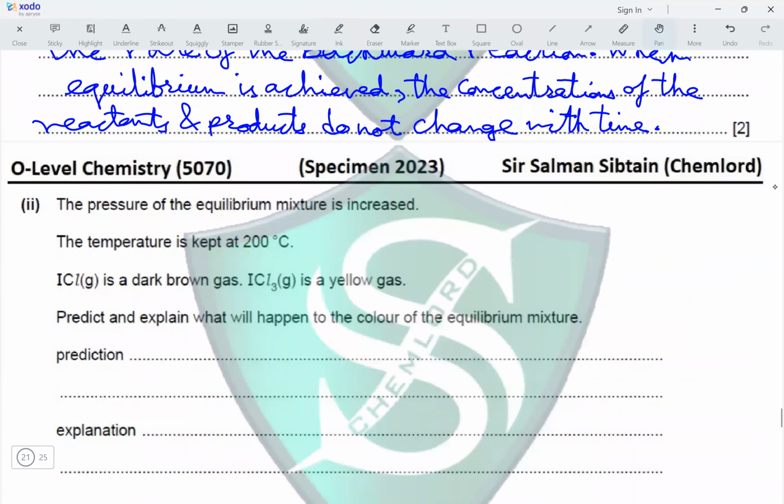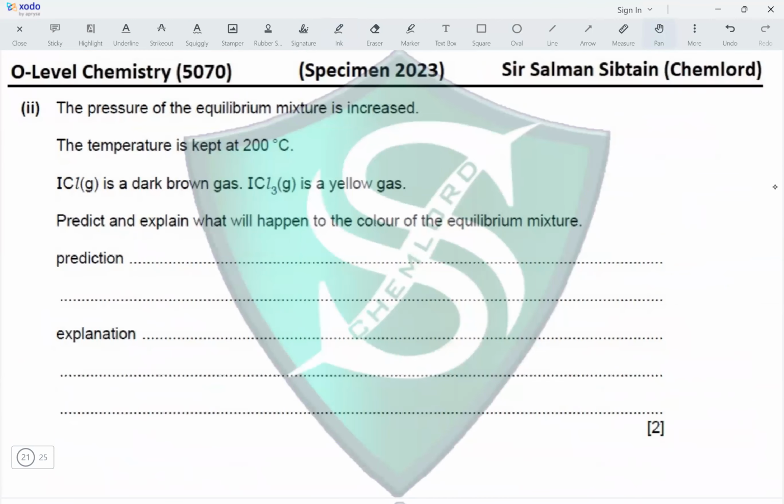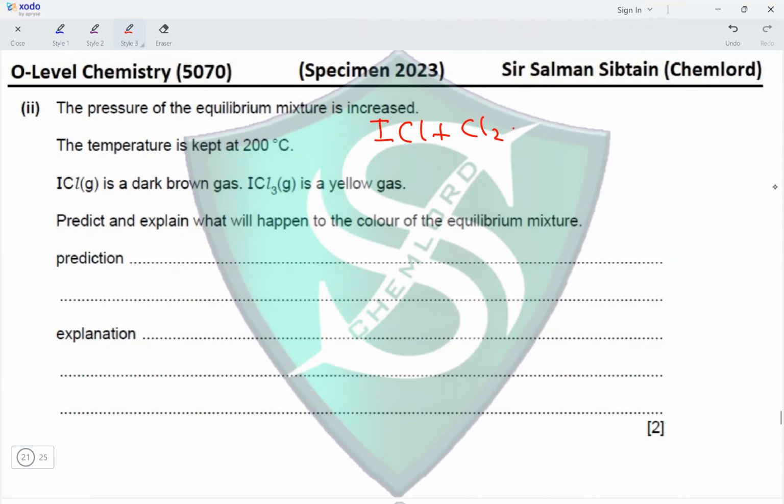Next, in part 2, they have asked us, the pressure of the equilibrium mixture is increased. So this is the information that they've given us. The temperature is kept at 200 degrees Celsius. ICl is a dark brown gas and ICl3 is a yellow gas. So what we will do here is first, just to recall, ICl reacts with Cl2 forming ICl3, and the color for ICl is dark brown and the color for ICl3 is yellow. This is just for our reference.